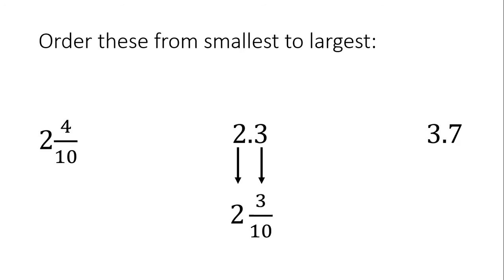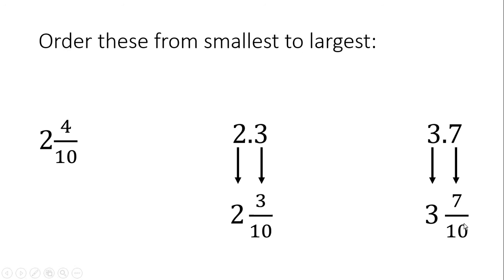And then we can do the same with 3.7. The wholes are on the left. 3 turns into 3. And then the parts are on the right of the decimal point. That's 7 in the tenths place, so that becomes 7/10. And now it's easier to rearrange. We know that 2.3 is the same as 2 and 3/10. We know that 3.7 is the same as 3 and 7/10.